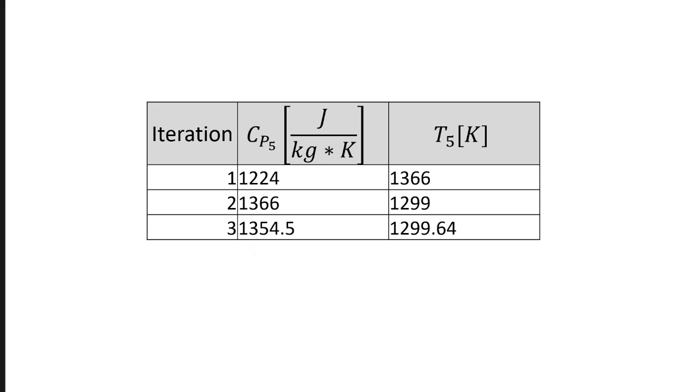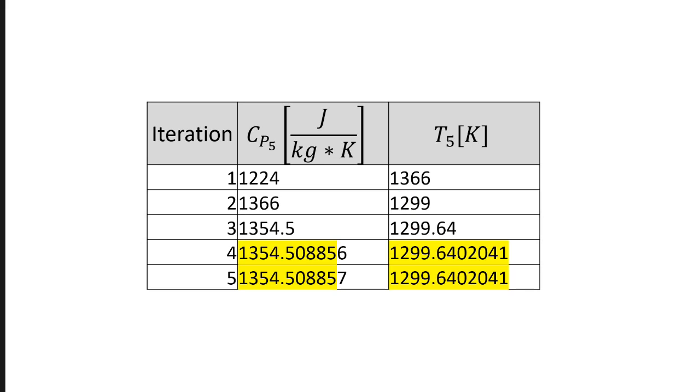As we continue through our iterations, we can see that the difference between each successive new set of values is getting progressively smaller, until the final two values for CP5 match to within 5 significant digits, and the temperatures match to within 7. This meets the criteria set in FROSH for convergence, so I'll report my T5 as 1299.6 Kelvin. Great, but I still don't know the bias on that reading, and I can't calculate partial derivatives from an iterative process, so what's the solution?